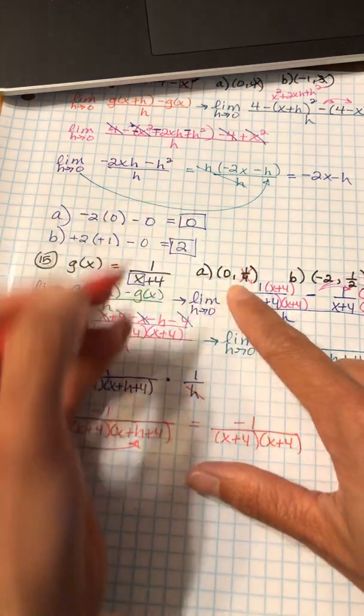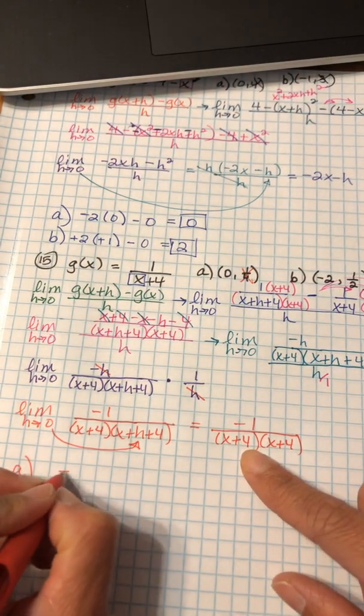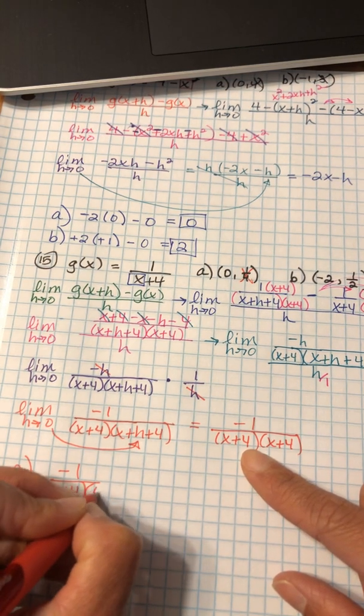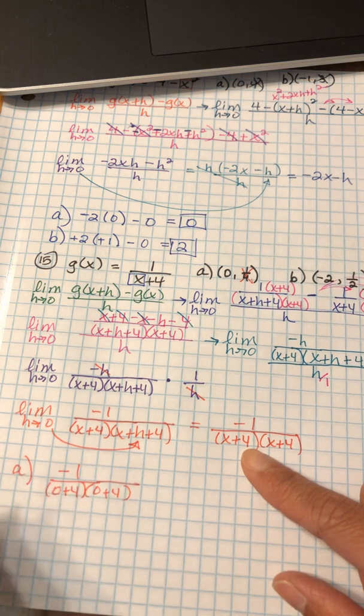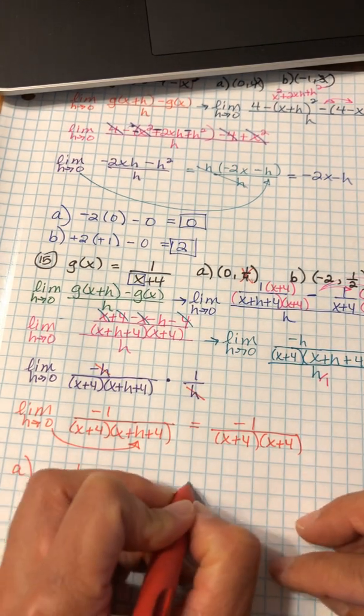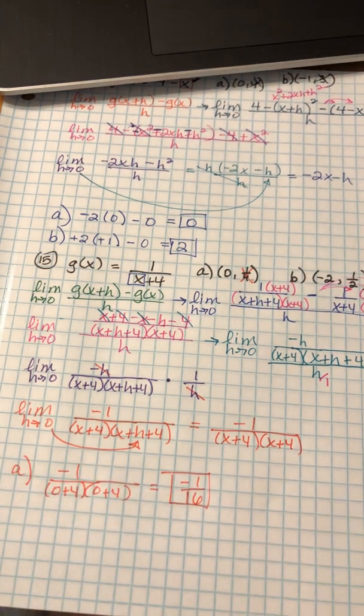Okay, so now for part A, we don't worry about the y value. We just have to plug in an x value of 0. So I'm going to have negative 1 over 0 plus 4 times 0 plus 4. Well, 0 plus 4 is 4, so we have 4 times 4 there. So this is negative 1 over 16. So negative 1/16 is part A.